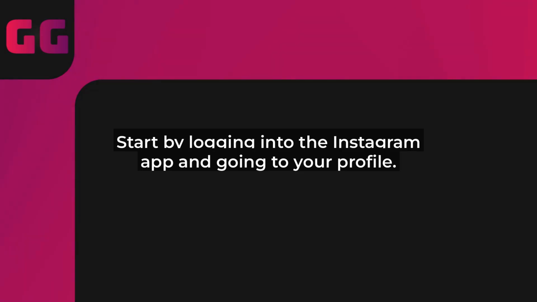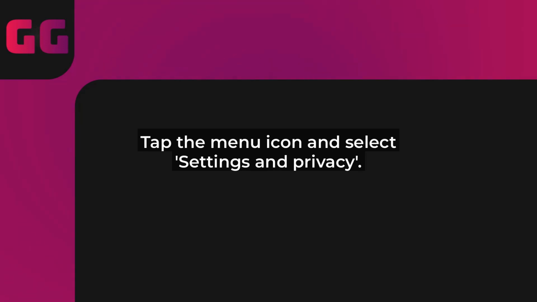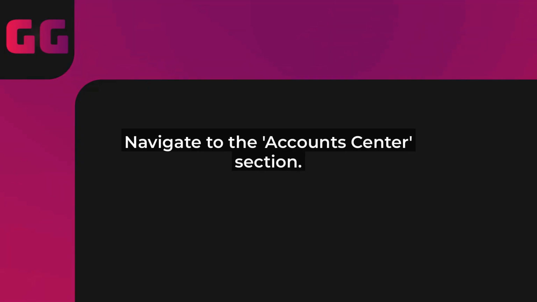Let's get started. First things first. Make sure you're logged into the Instagram app on your device. If you have multiple accounts linked, head over to your profile by tapping the person icon in the bottom right corner. Once there, tap the three horizontal lines in the top right to open the menu. This is your gateway to settings, so navigate to Settings and Privacy at the top of the list.